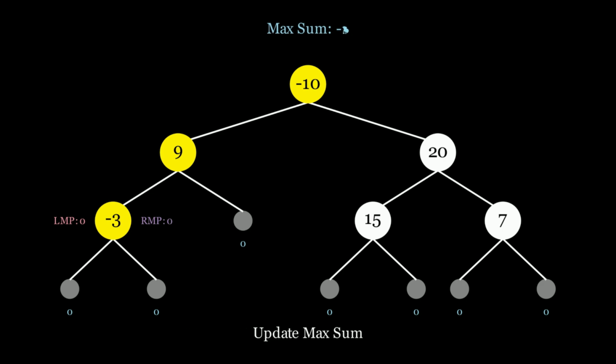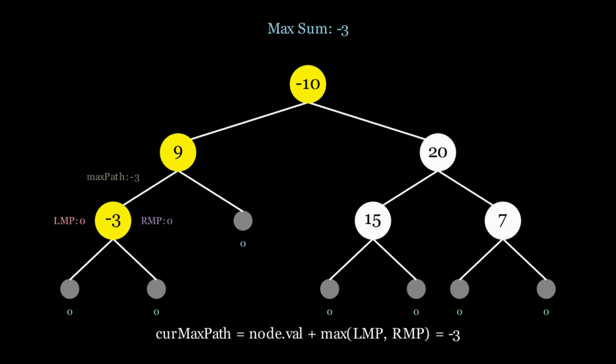So let's update that to -3. And now let's calculate the current maximum path sum at -3. This is going to be the maximum path that we return back to node 9. So node 9 knows that it could connect itself to -3. So this is going to be node.value plus the maximum between the left and right max paths. In this case, this is -3 since they're both 0. This maximum path will go to node 9 as the left maximum path.